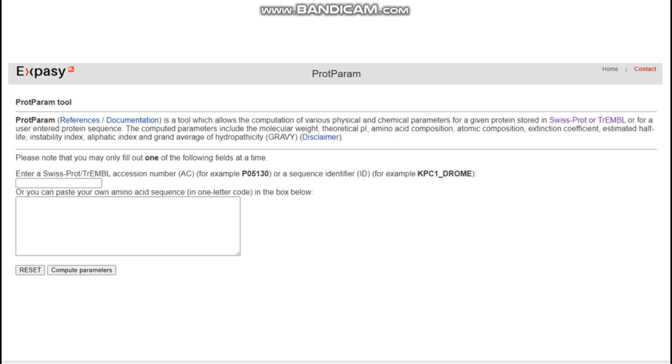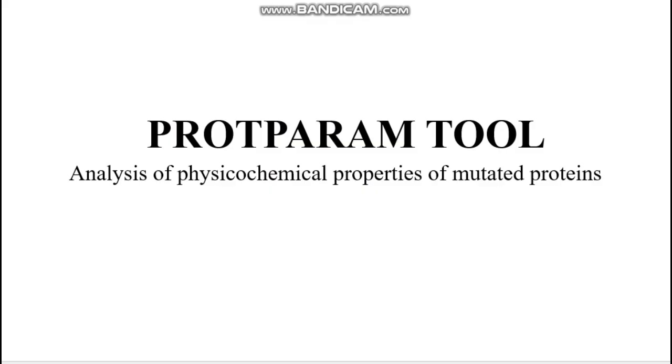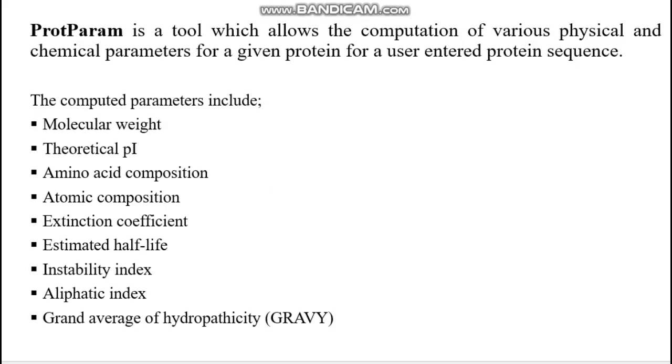Hello dear fellows, today we will see the ProtParam tool, which is used for the analysis of physicochemical properties of mutated proteins. ProtParam is a tool which allows the computation of various physical and chemical parameters for a given protein for a user entered protein sequence.